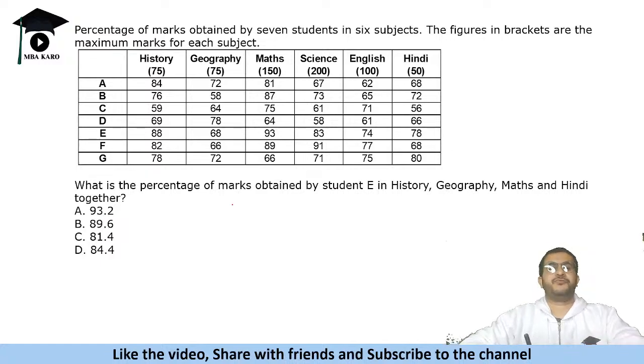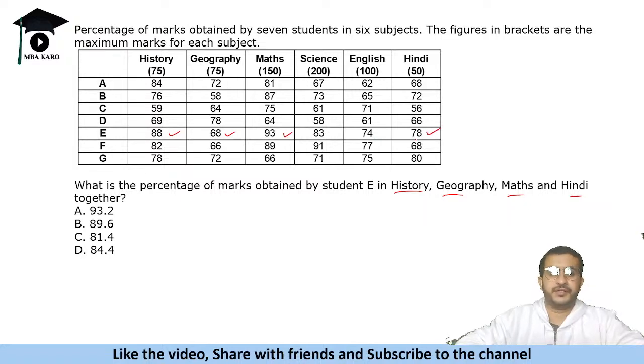What is the percentage of marks obtained by student E in history, geography, maths and Hindi together? History, geography, maths and Hindi together.